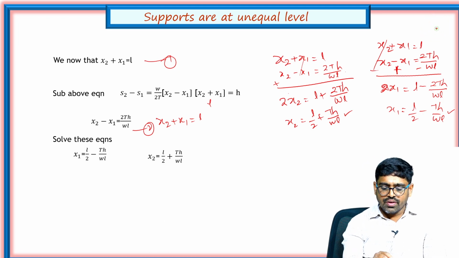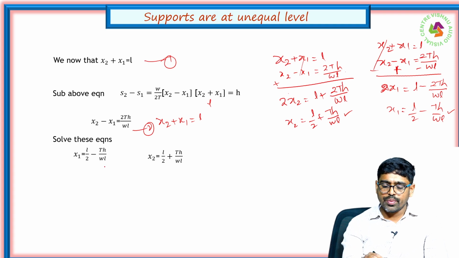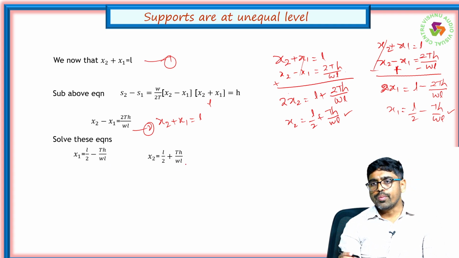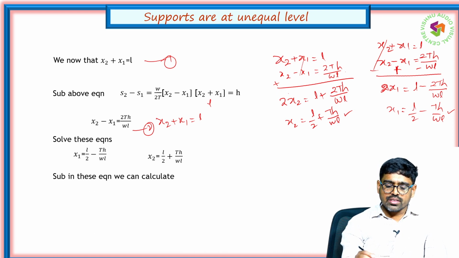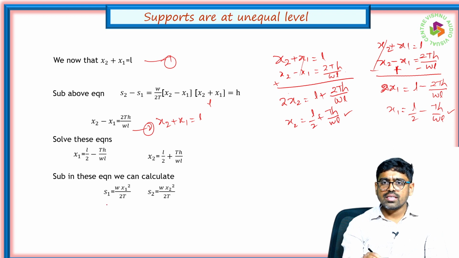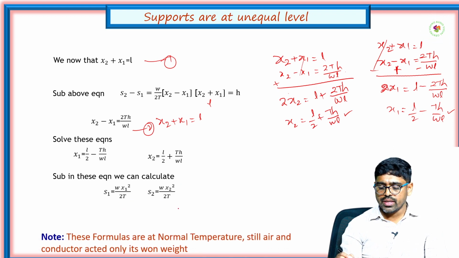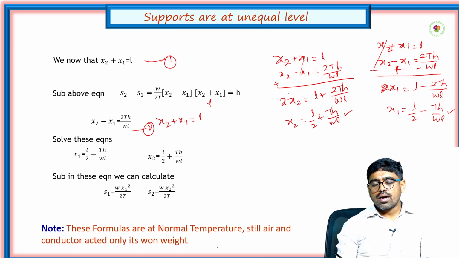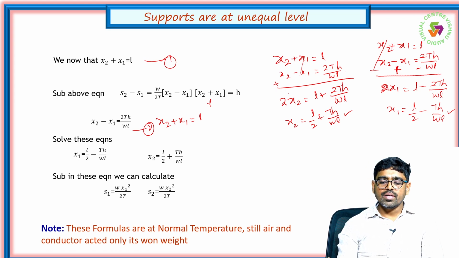So that is the relation we are getting. X1 is nothing but L by 2 minus TH by omega into L. X2 equal nothing but L by 2 plus TH by omega L. And substitute this in your sag calculated equations, that is S1 equal to Wx1 square by 2T, S2 equal to Wx2 square by 2T, and these formulas are at normal temperature and still air, conductor acted only by its own weight. Like that we need to calculate the sag when the supports are at unequal levels.